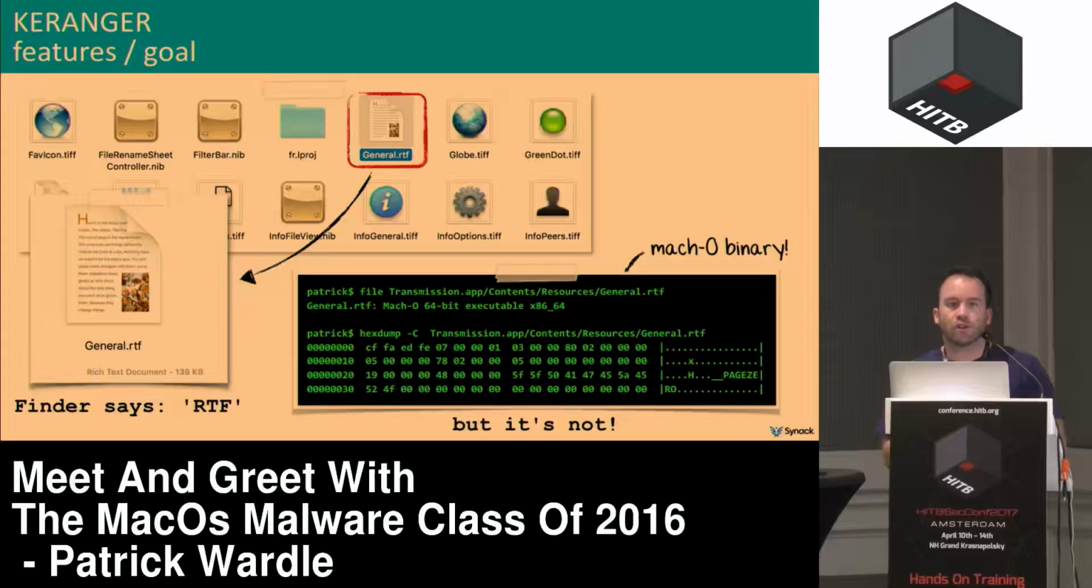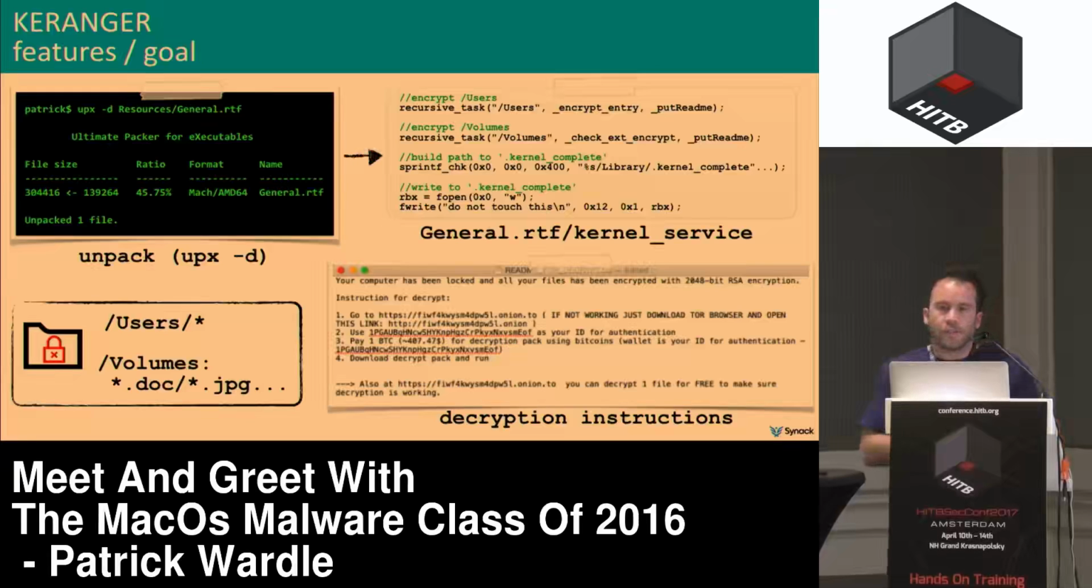If we look at this general.rtf file, as I mentioned, it's in the resource folder of the application bundle. It appears to be an RTF document, but if we run the file command on it or look at its hex bytes, we can see, no, it's not a document. It's really a Mach-O binary executable. If we disassemble it or take a closer look, we can see that, again, it's not a document, it's a binary, and it's been packed with UPX.